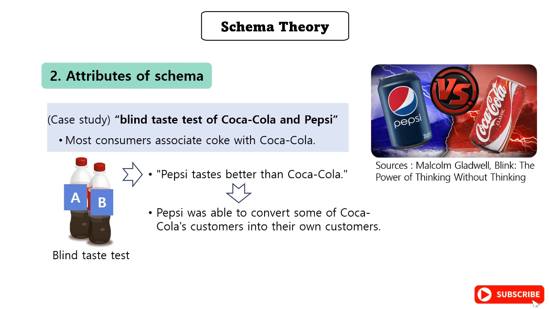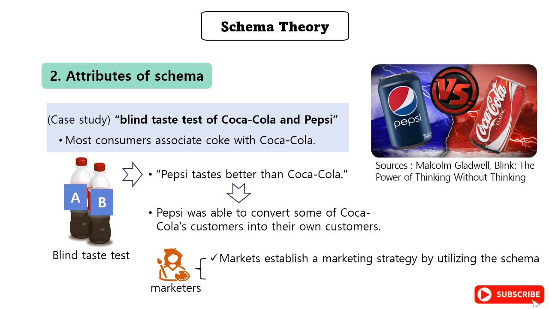Therefore, marketers must establish a marketing strategy to develop customers by utilizing the schema of consumers. In addition, marketers themselves must know that they can become great marketers who can make effective marketing strategies and decisions only by modifying their existing schema.